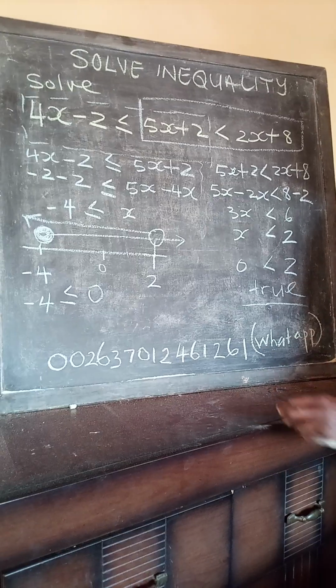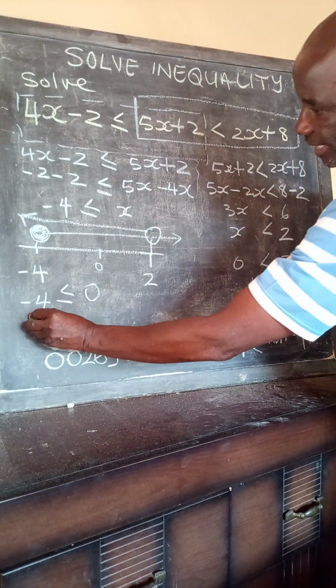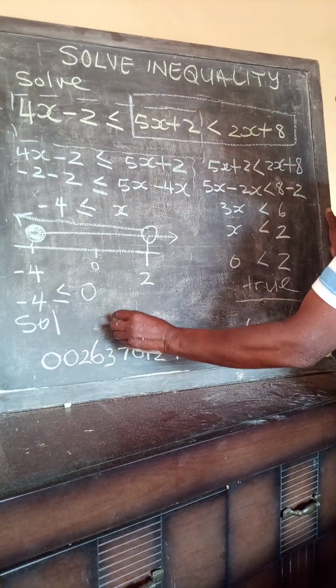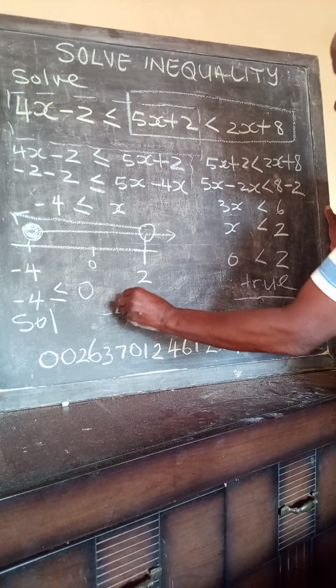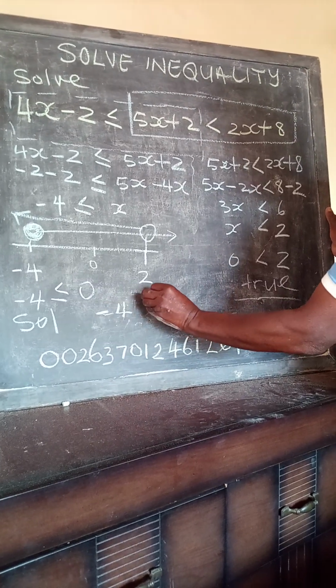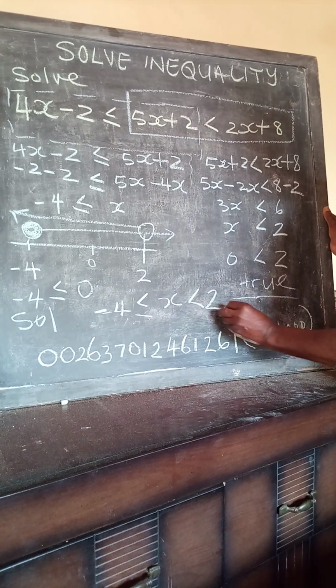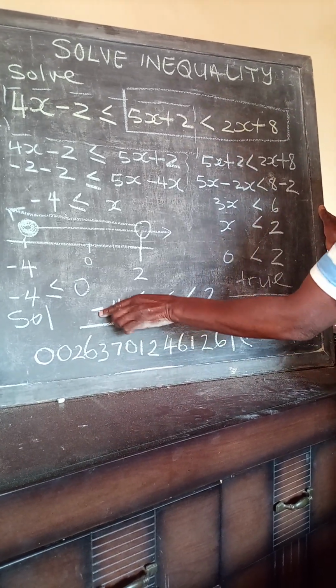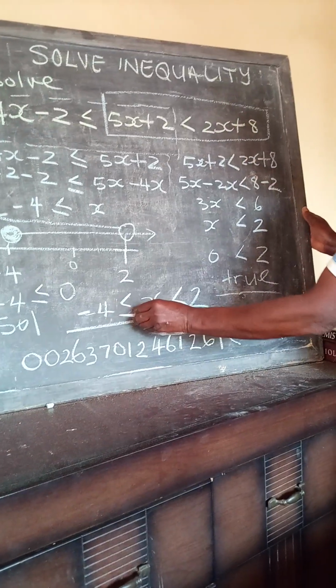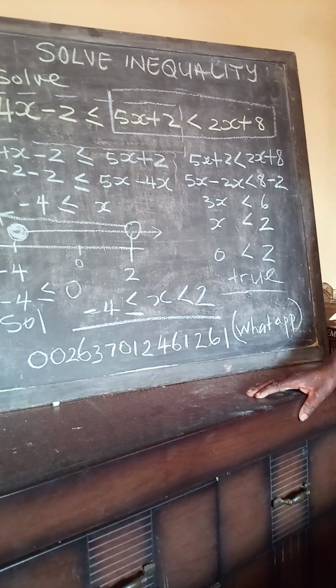Then my solution, I then write it like this. Solution, right? It's minus 4 is smaller than or equal to x, which is smaller than 2. So then this is my solution here. This is my solution. So what is the takeaway here?